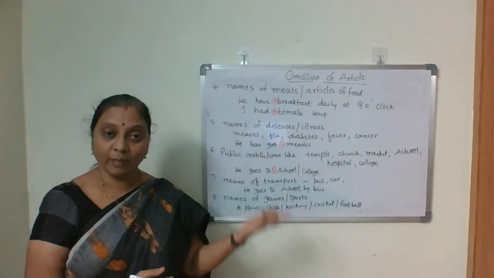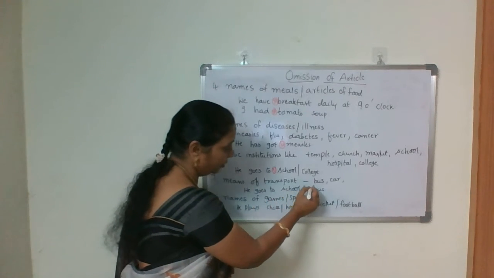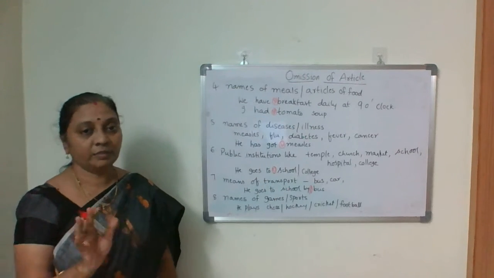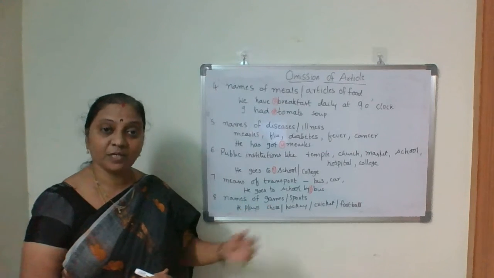Then similarly, means of transport, bus, car. He goes to school by bus. We don't say by the bus. So before the means of transport also, article is not required. Next, names of games and sports.